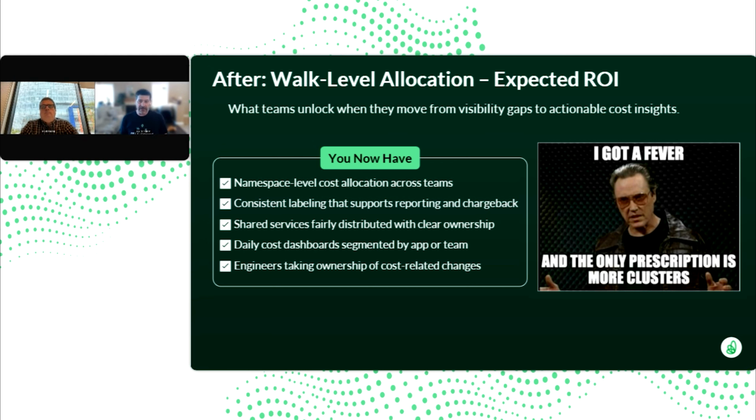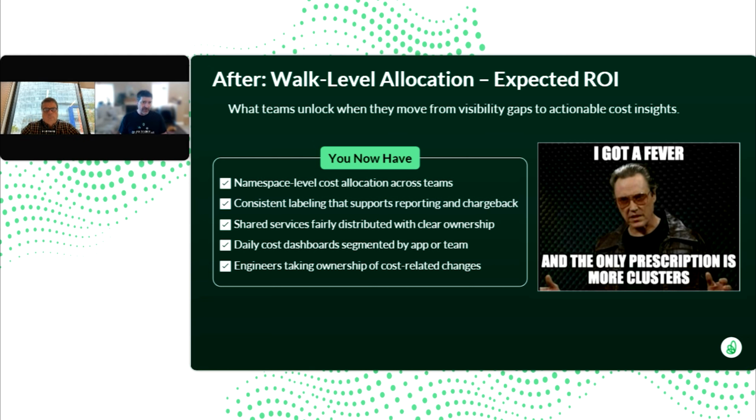When you get to this phase, you can see namespace level cost allocation, right? And this covers across teams. So I can now start to look at things like, what is the cost of this app, this product? I can get consistent with my labeling, my tagging, and that's going to support things like showback, chargeback, reporting. My finance team is going to love that I can show them exactly which teams are spending more, which teams are more effective and efficient, and then we can identify new goals to move forward with.